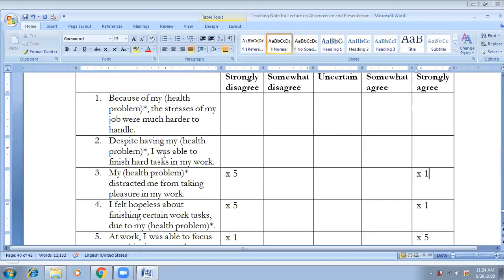Despite having my health problem, I was able to finish hard tasks in my work. Strongly disagree, reducing presenteeism; strongly agree, increasing presenteeism. Then, because of my health problem, the stresses of my job were much harder to handle. Strongly disagree, reduced presenteeism; strongly agree, increased presenteeism.